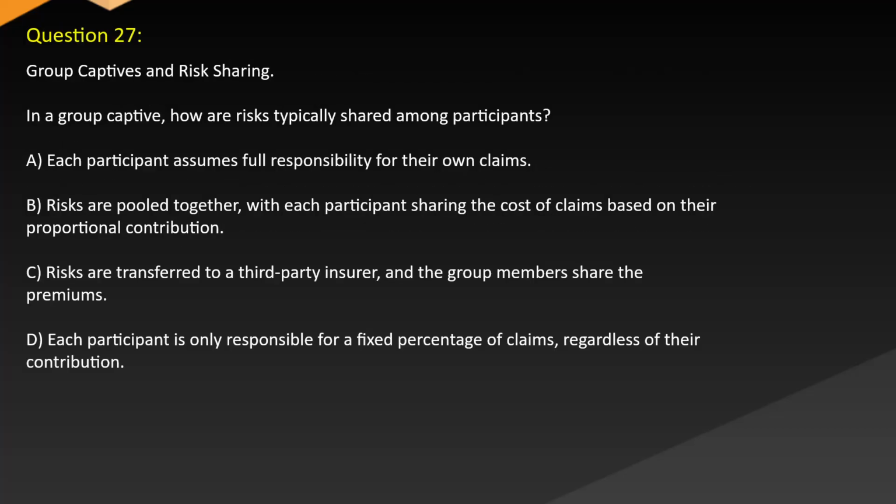Question 27. Group captives and risk sharing. In a group captive, how are risks typically shared among participants? A. Each participant assumes full responsibility for their own claims. B. Risks are pooled together, with each participant sharing the cost of claims based on their proportional contribution. C. Risks are transferred to a third-party insurer and the group members share the premiums. D. Each participant is only responsible for a fixed percentage of claims regardless of their contribution.